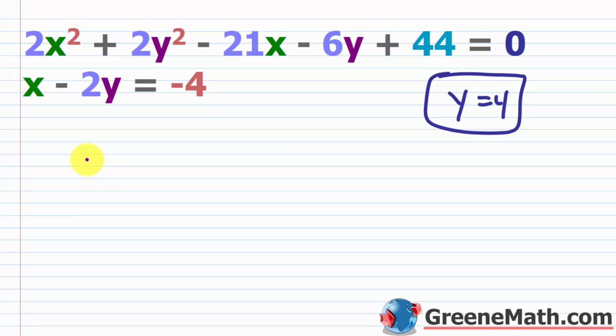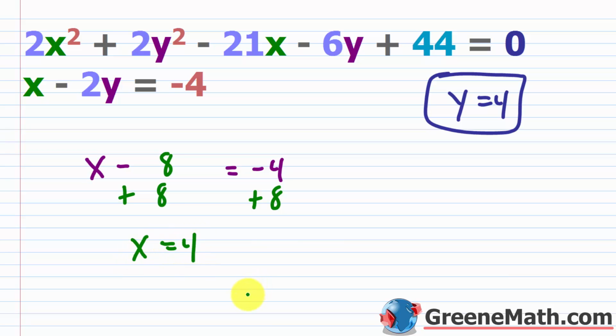So plug in there and you would say x minus 2 times, just plug in a 4 for y, equals negative 4. Of course, 2 times 4 is 8, so you can just erase that and put 8. Add 8 to both sides of the equation. You find that x is equal to 4 as well. So the ordered pair solution here would be 4, comma 4, right? An x value of 4 and a y value of 4.